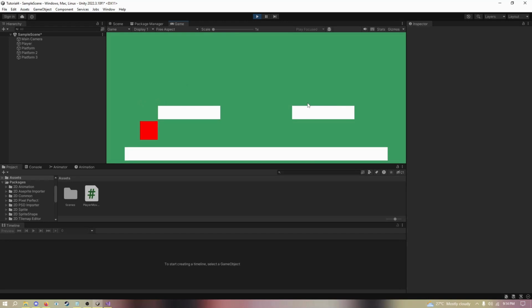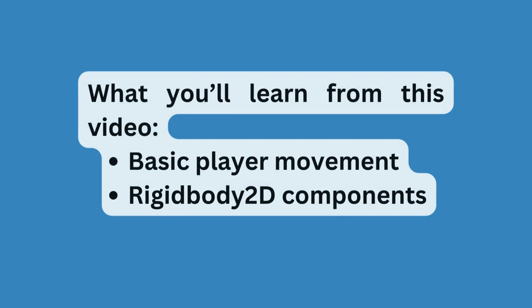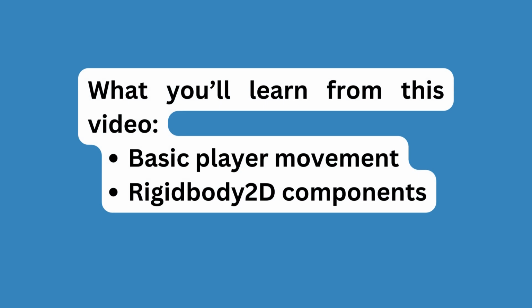In this video, we'll be covering the basics of player movement. By the end of this tutorial, you'll understand how to implement basic player movement in Unity. You'll learn how to use Rigidbody 2D components for physics-based movement and collision detection. This tutorial will give you a solid foundation for implementing player controls in your own 2D Unity games.